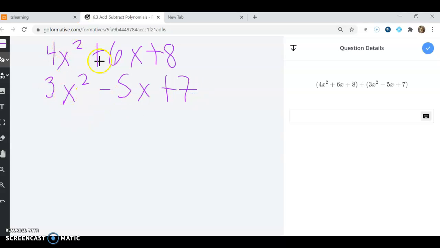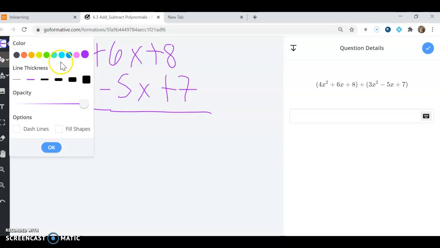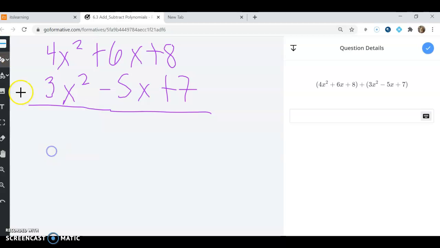You can write it like this, where they're stacked on top of each other, or you can write it out so they're just one long expression. But basically, since we're just adding them together, we're just going to add the like terms. So we can add the x squareds together. 4x squared plus 3x squared, I have 7x squared. Please remember that these exponents don't change.